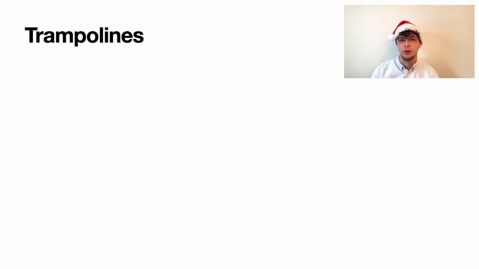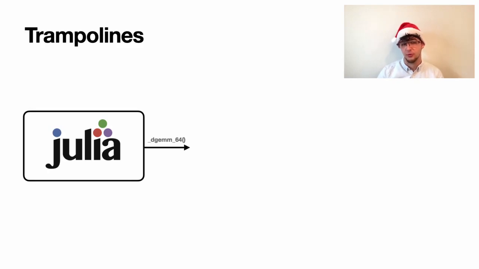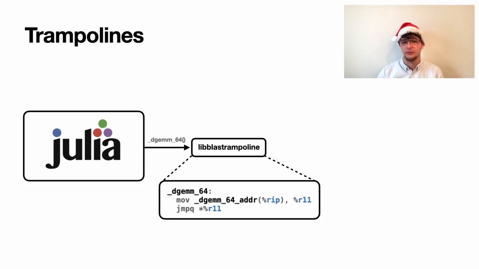I've been alluding to a concept called trampolines from the very first slide of this presentation, and just to quickly give an overview of what they are, trampolines are like a very efficient function pointer. So, for an example, when Julia calls DGEMM64, which is a symbol that's exported inside libblastrampoline, libblastrampoline itself will have a small assembly snippet for that function, which simply reads from a variable, moves that into a register, and then jumps to the address contained in that register.